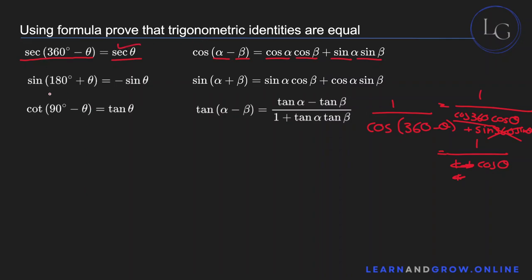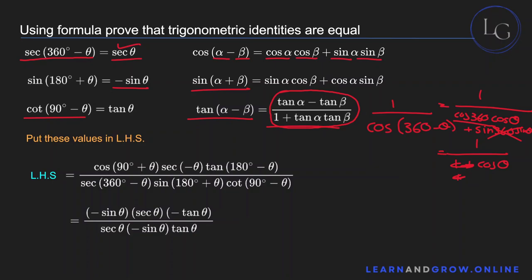Now sine(180 + theta), again, you use this identity, you end up with negative sine theta. Cotangent(90 - theta), you apply this identity, but again, like in the case of the secant, cotangent is the reciprocal of the tangent function. So again, you take the reciprocal of whatever you obtain over here.